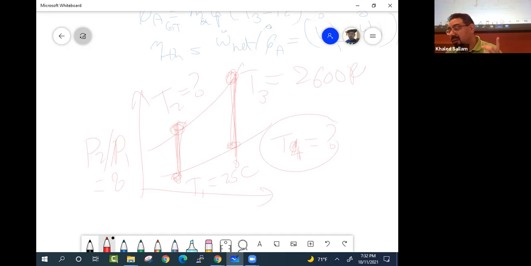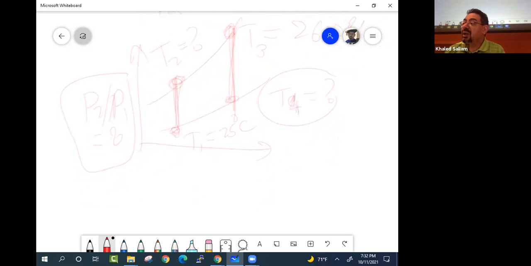Say that again. T2 would be 200? Why? P1 by 8? No, that's the pressure ratio, not the temperature ratio. So who said that the pressure and the temperature would be the same ratio? They are not, but they have a relation. What's the relation between the pressure ratio and the temperature ratio? For what? For isentropic compression.